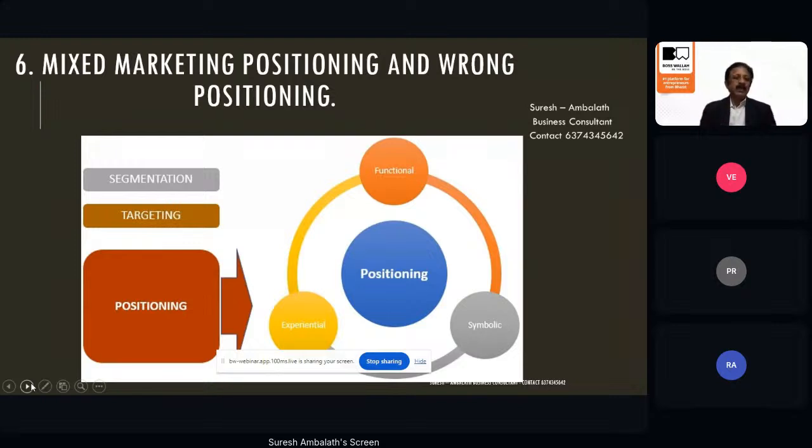If you are presenting a product that the people residing in that area don't want, they will not purchase. They will go for another product. Then you have to see the psychography.